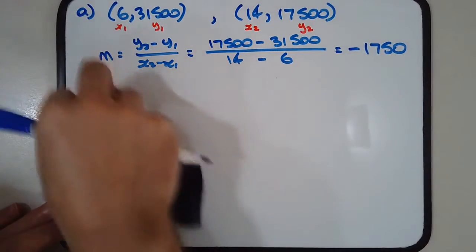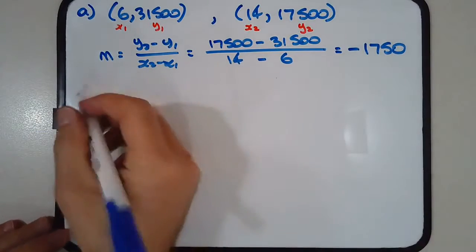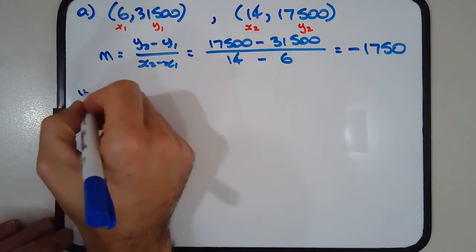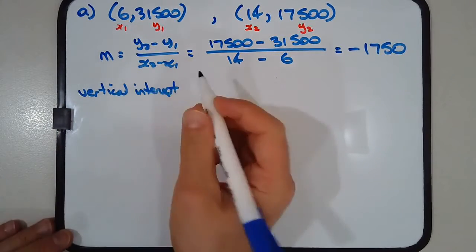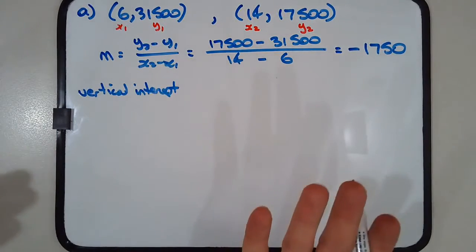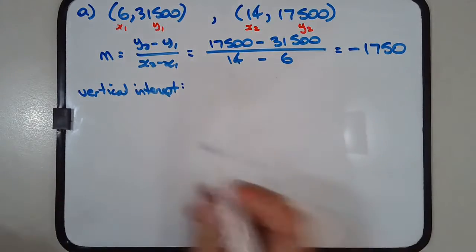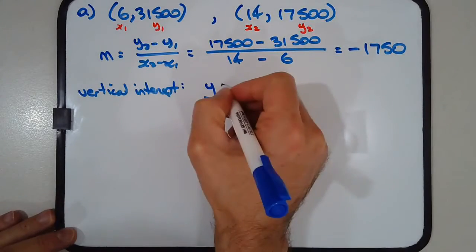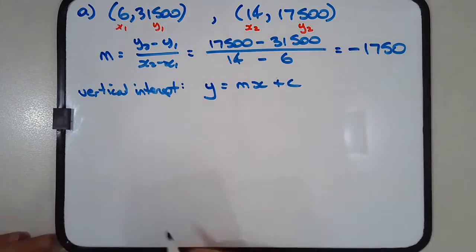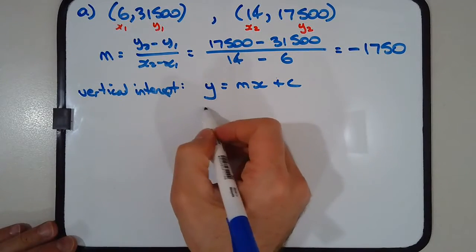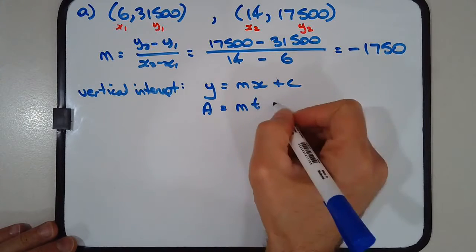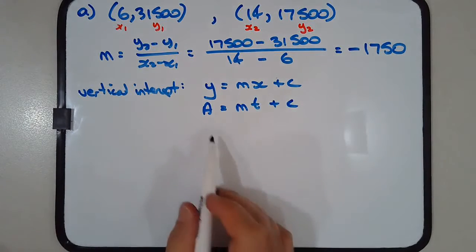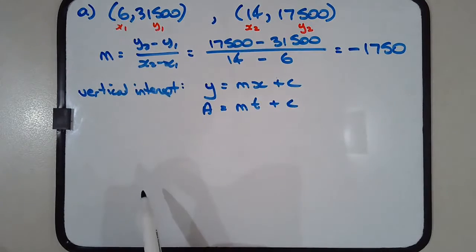Now we need the y-intercept, or the vertical intercept. In fact, let's use the better terminology. You're not going to necessarily get it wrong by writing y-intercept, but let's call it the vertical intercept, only because we're using the letter A instead of the letter y. But apart from that, it's the same thing we're going to do. So we're going to use y equals mx plus c. I'm just going to replace the pronumerals, so A is equal to mt plus c. Now we can pick any of these 2 points. Whichever one, doesn't really matter. You're going to get the same result anyway.